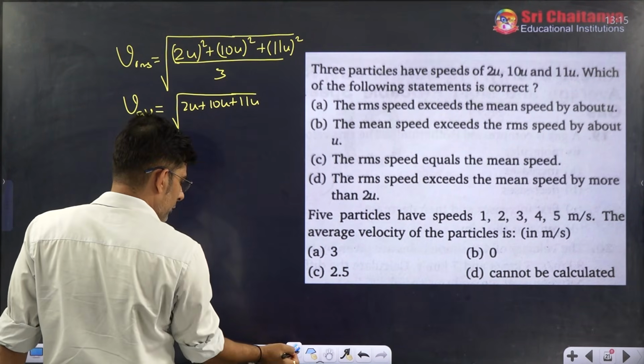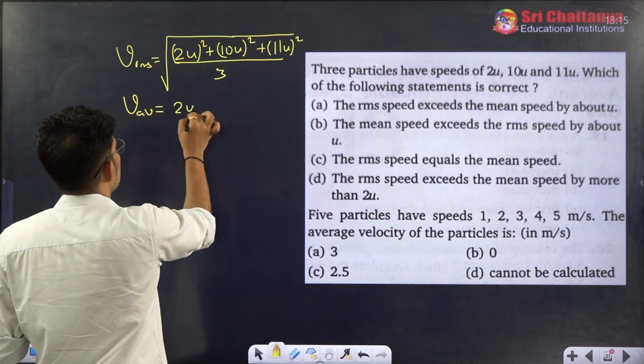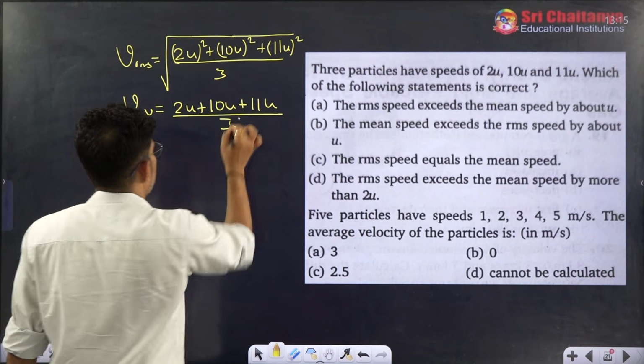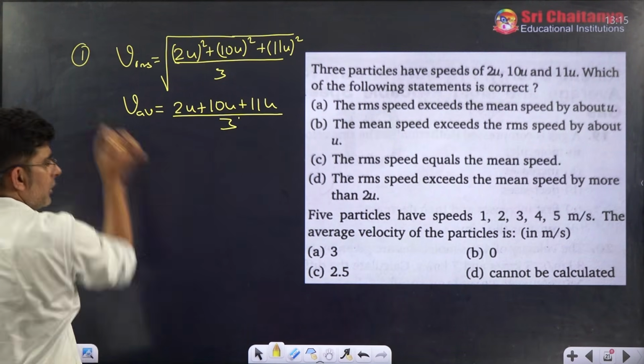I'm sorry, why am I putting root over here? It's just the average: 2u plus 10u plus 11u by 3. So you can compare and check. So this was our first question. Now, one more question we have below.